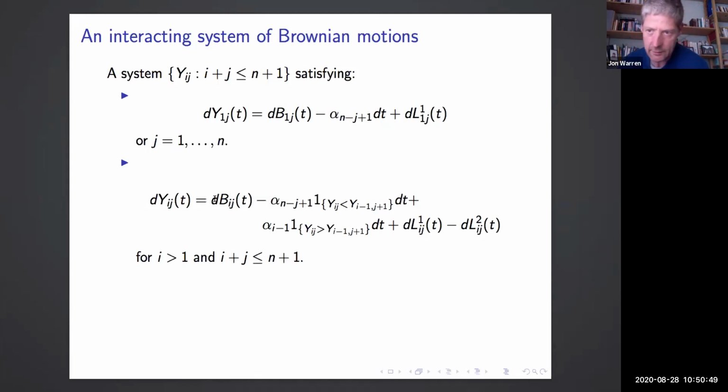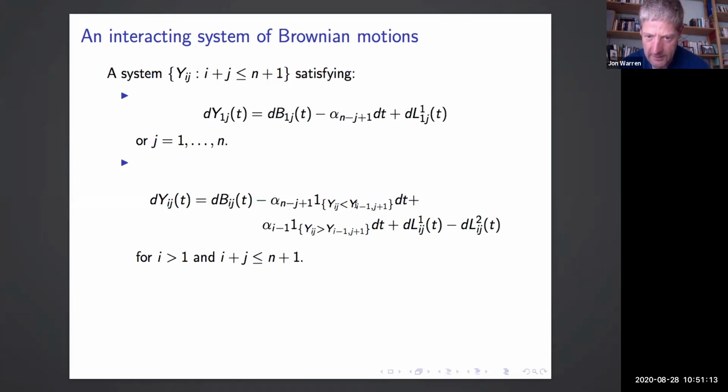So this is the equation for the other Yij's, and you get a new Brownian motion. These B's are all independent of each other as you vary i and j. And now the drift term is no longer constant. It depends on your relative position to one of the other Y's, okay?